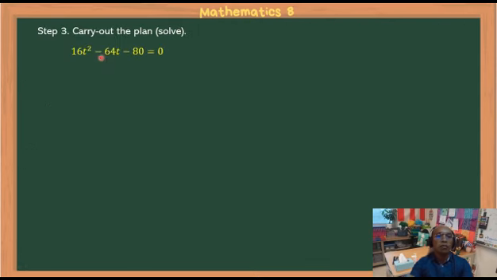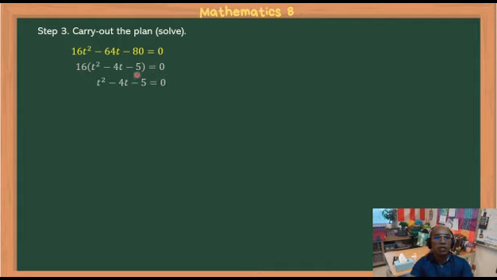We are going to solve to find the value of t. This expression is factorable, as you can see that the first, second, and last terms have a common monomial factor, and that is 16. So 16t squared divided by 16 leaves t squared, because 16 divided by 16 is 1, so we just copy t squared. Negative 64 divided by positive 16 is negative 4, so we just copy t. Negative 80 divided by 16 is negative 5, and that is equal to 0.